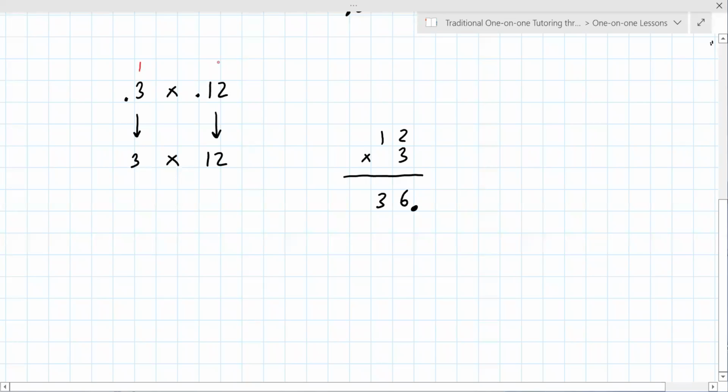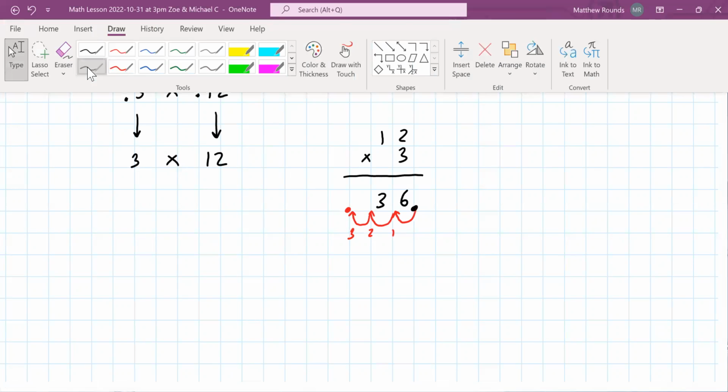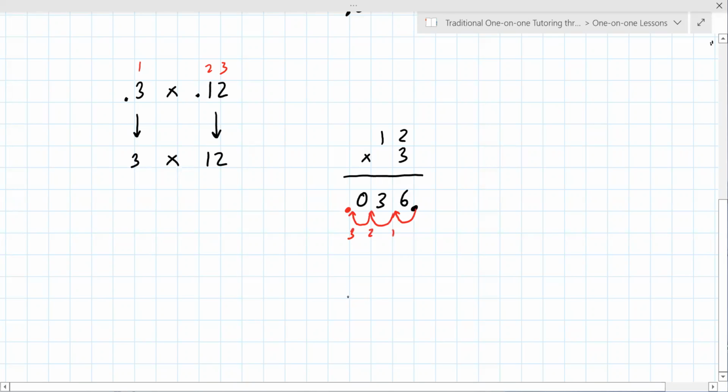You see? 3. 1, 2, 3, 3 again. So we move it to the left. 3. That's once, twice, and then a third time. So your decimal is there. And we talked about filling those empty places with a 0. So the answer here is 0.036.